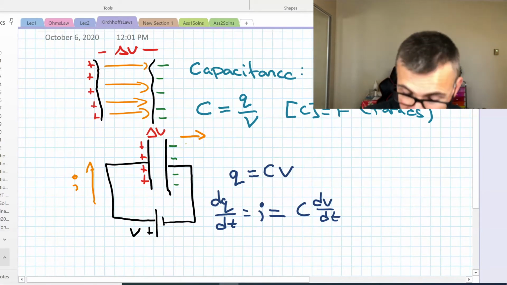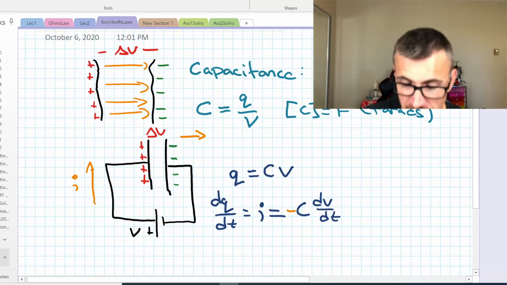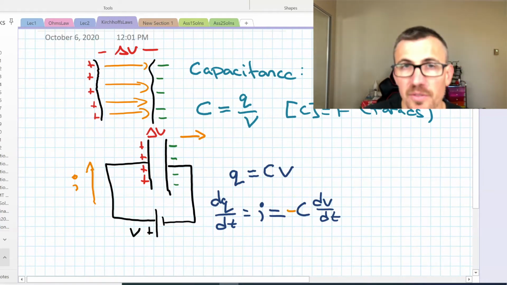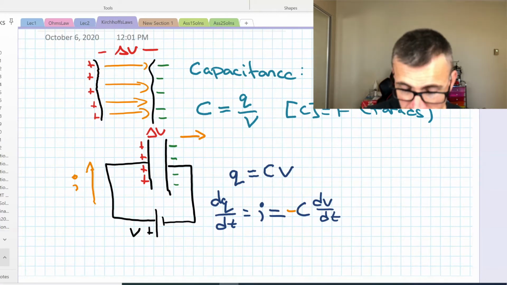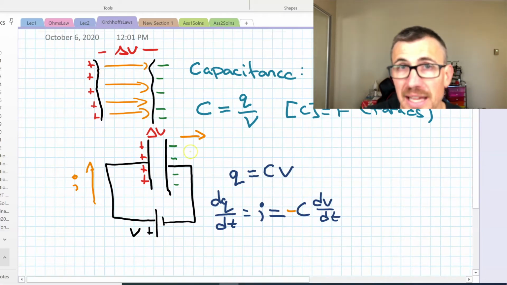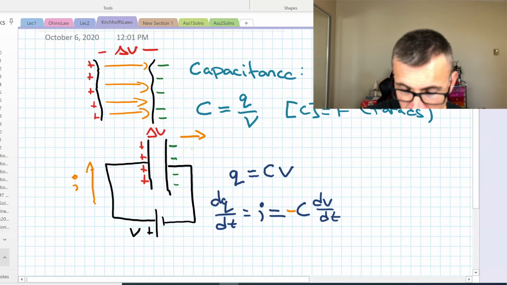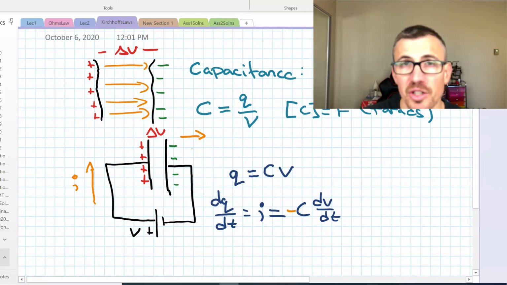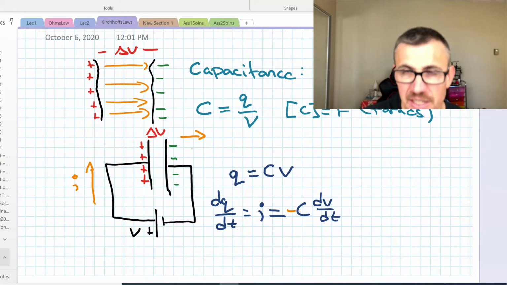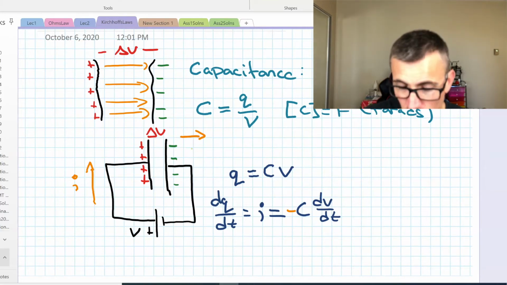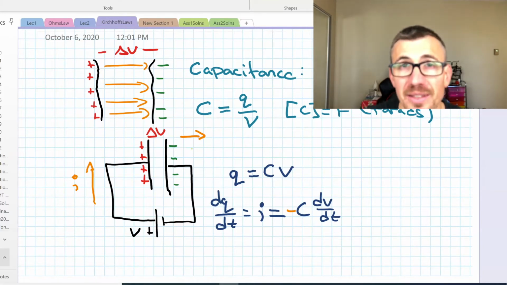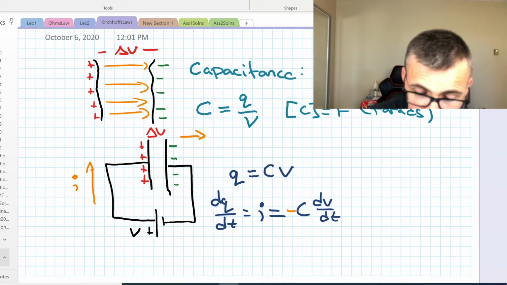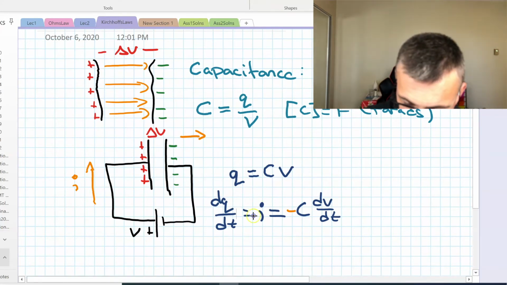So I technically have to put a minus sign in this equation, right? As I'm going from left to right here, I'm dropping voltage. I get a negative dV as charges are accumulating. So I get a dq by dt, and then a voltage is building up which opposes that current. All right? Subtle point, but an important one.